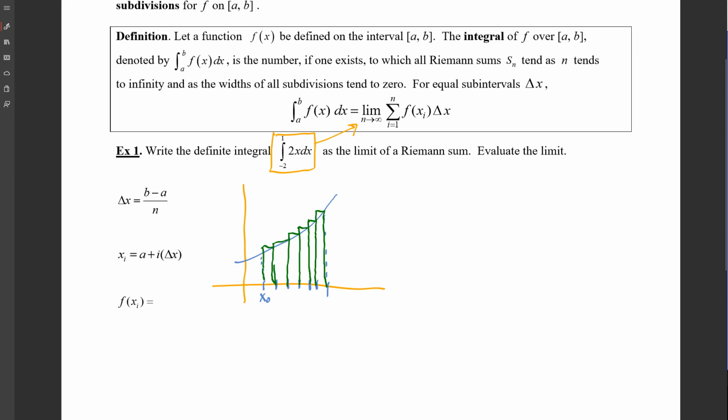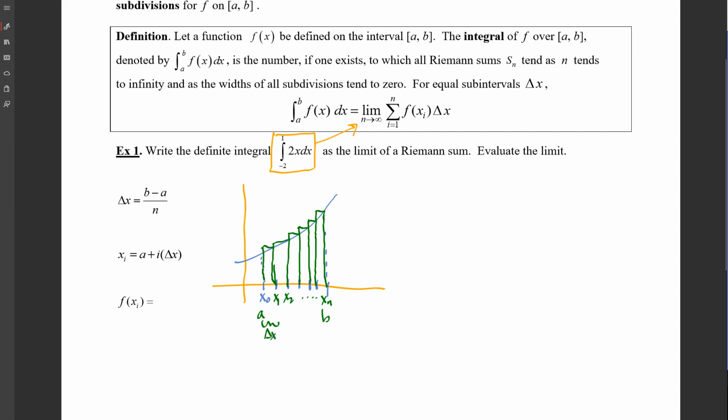This would be x1, and this would be x2, and it would go to xn. However many boxes I go to, that would be the final number over here. This would be my a, and this would be my b. So the width of one of these boxes is going to be delta x.